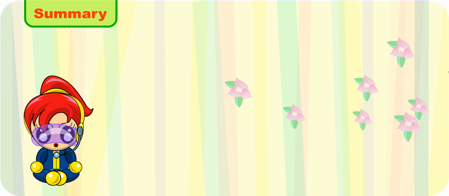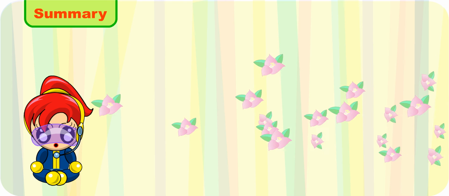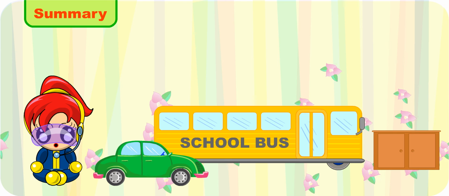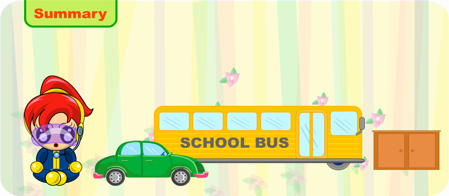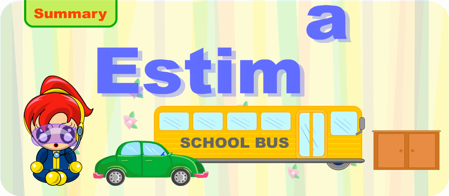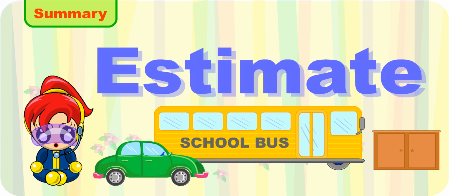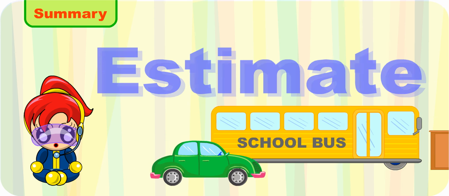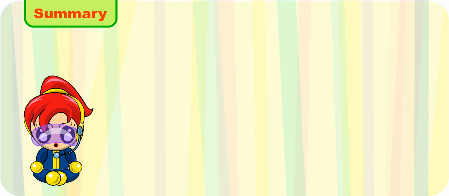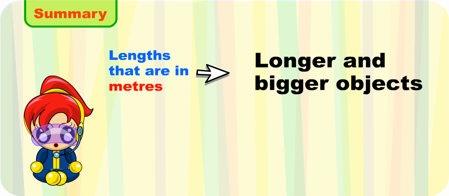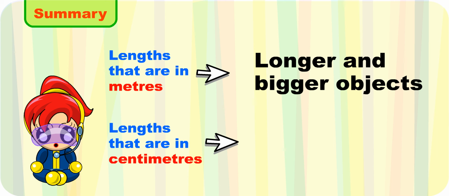Let's revise what you have learned today. When we want to know the lengths of the objects we see and yet we cannot measure them, we can only estimate the lengths. In order to do that, we have to remember that we use meters to measure bigger and longer objects, and centimeters to measure smaller and shorter objects.